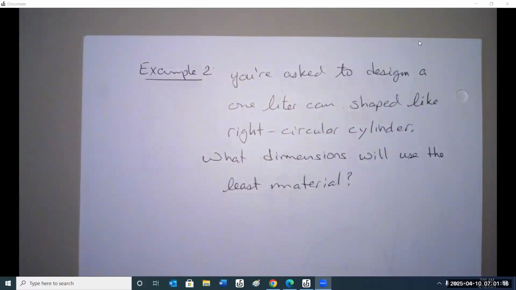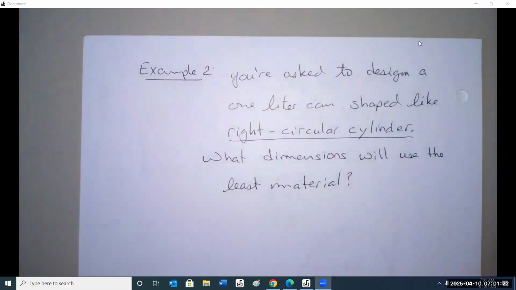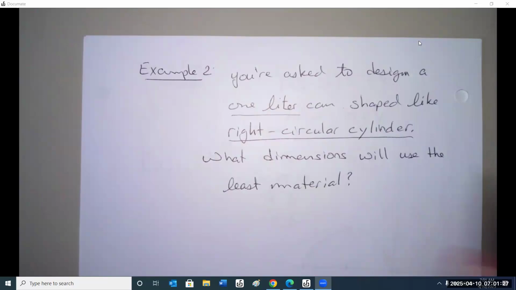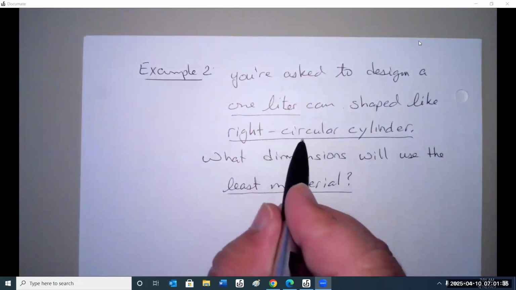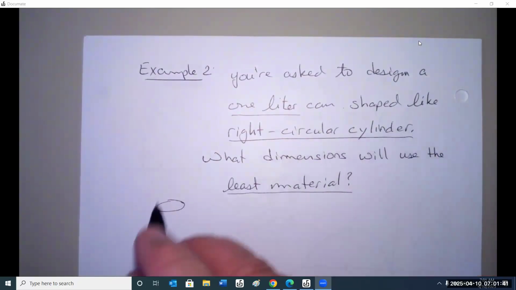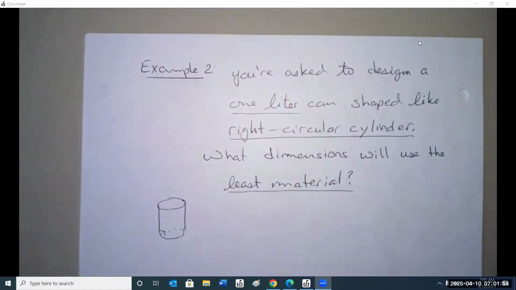Okay, so what do we know here so far? We have to make a right circular cylinder. It's got to hold 1 liter, and we're looking for the least material. So let's draw the picture. What is a right circular? So it's circular. It's a cylinder, like a can. And it's right circular. That means these form a 90-degree angle in the corner. That's what that tells us.